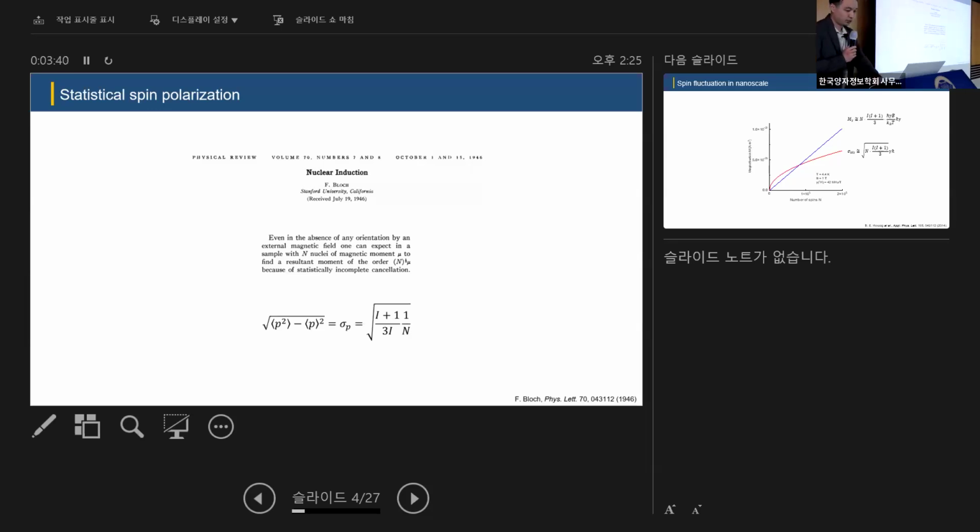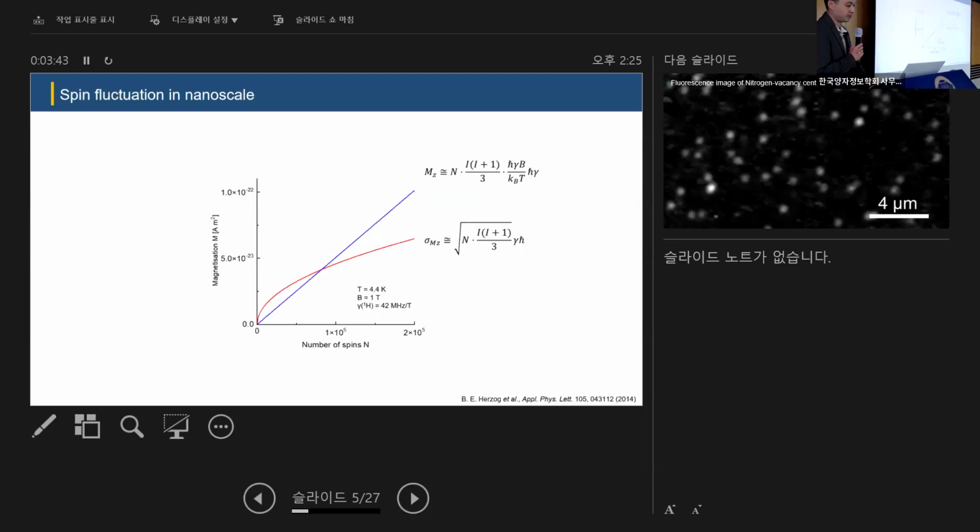And so to better understand the relative significance of these two types of polarization, we calculated the magnetization from the thermal and statistical polarization as a function of the number of nuclear spins. As you see, when the number of nuclear spins is large, the magnetization following the Boltzmann distribution dominates. But with a small number of nuclear spins, you can see the statistical polarization become more significant. So that specific regime is exactly what we are interested in.